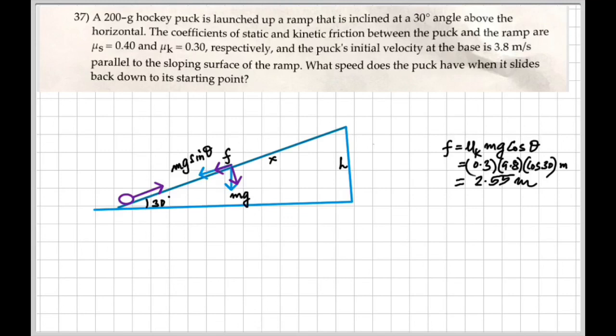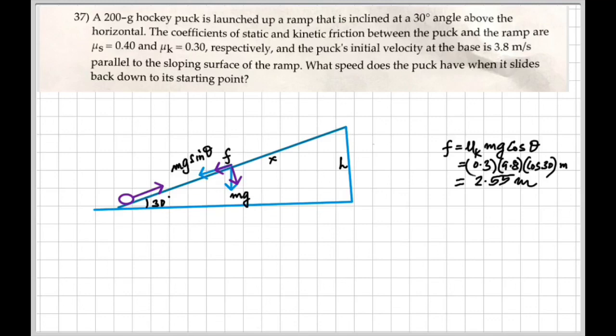Friction is mu k times the normal reaction. And in this case, the normal reaction is exactly equal to mg cosine theta. Because we break mg into mg cosine theta and mg sine theta, the normal reaction is equal to mg cosine theta. So that's why I have that. We do not know the mass, so we're just going to leave it as m. So 0.3, that's mu k, then 9.8 is g, cosine 30, m. That gives 2.55 times m.